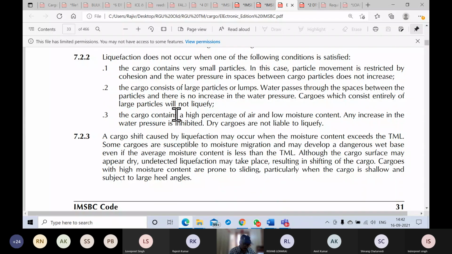And it is very common, which I have experienced personally while loading copper concentrate at a Brazilian port, where the shipper refused to furnish a TML certificate. When insisted, he said, no problem, many ships have loaded. That was his excuse for not furnishing one: that many ships have loaded like this, no problem.